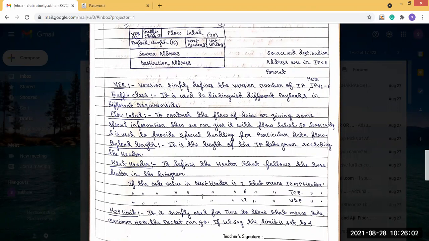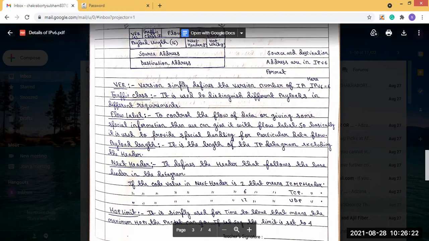That means we can go up to 4 hops, and after that, if the packet has not reached the destination, we have to discard the packet. Let's say this is the source and this is the destination, and between them there are devices present.